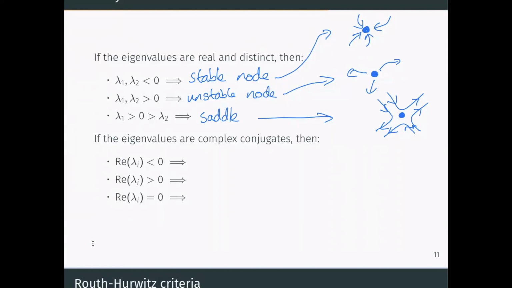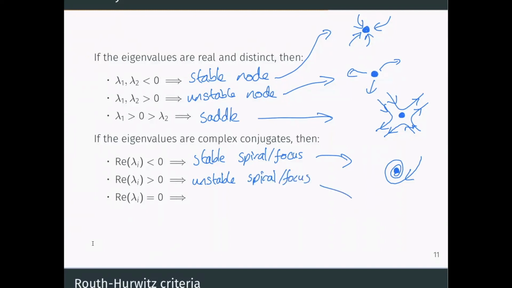If the real parts of both of these complex conjugates are negative, then we have a stable spiral or focus. That's saying that if we again have our equilibrium here, then we are going to be spiraling in. It's like water going down a drain. If both of the eigenvalues have positive real parts, then we're going to have an unstable spiral or focus, and in that case we are going to be spiraling out.